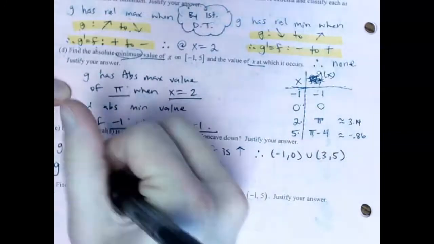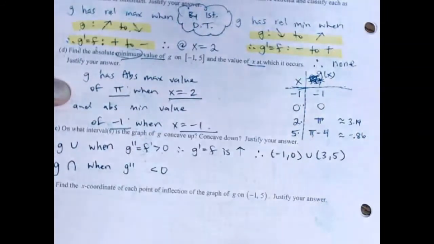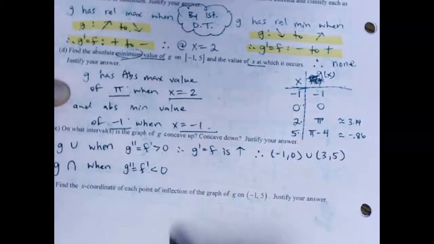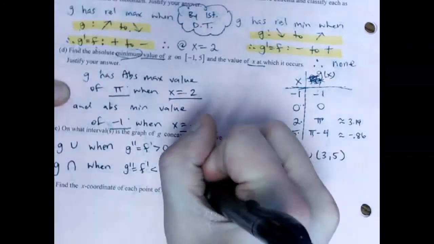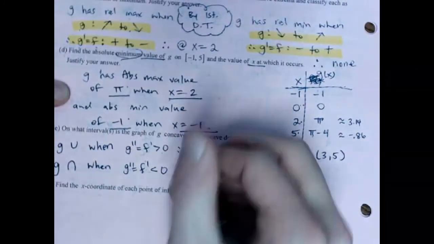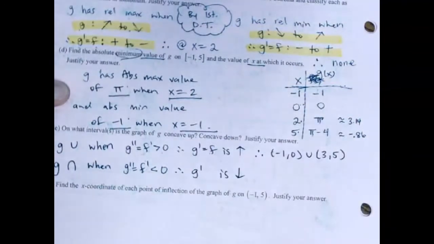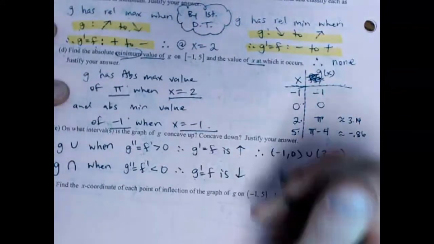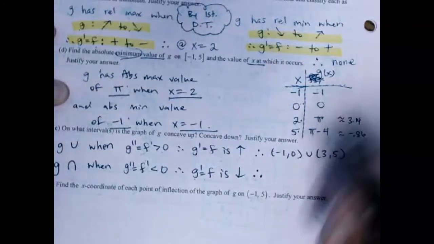And then we would just have the corresponding statement for concave down. G would be concave down when G double prime is negative. G double prime is f prime. That's great, but I don't have the graph of G double prime. I have the graph of G prime. If the second derivative is negative, that means your first derivative has a negative slope, so your first derivative is decreasing. So I'd want G prime, which is f, to be decreasing. Let's go find the intervals where G prime, which is f, is decreasing.